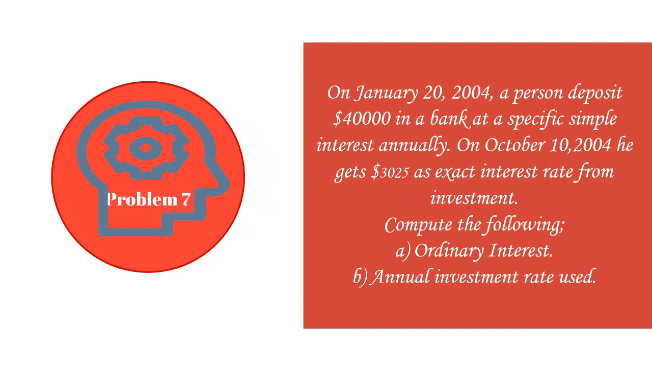Problem number 7. On January 20, 2004, a person deposited $40,000 in a bank at a specific simple interest annually. On October 10, 2004, he gets $3,025 as exact interest from the investment. Compute the following: A. Ordinary interest. B. Annual investment rate used.